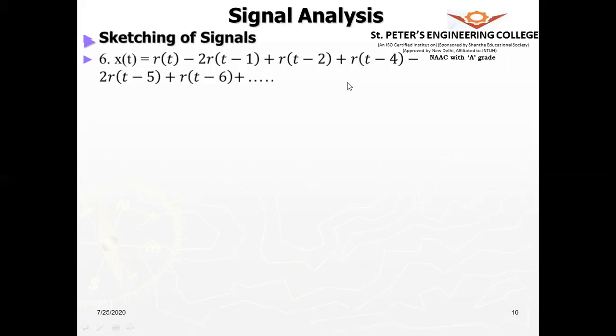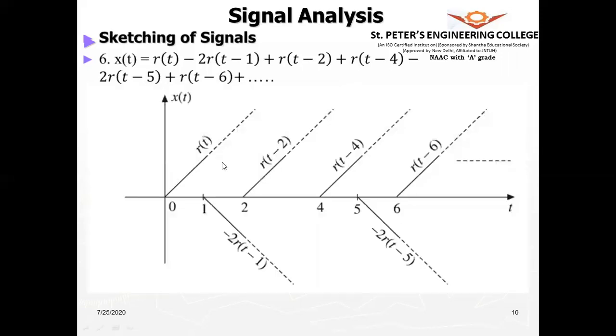So therefore, now let us draw these individual signals. This is r of t, and -2 into r of t minus 1 means it's a negative going ramp, and the slope will be -2, and it will start at t equals 1. At t equals 2, it's a positive going ramp. So we have shown the individual ramps and continue. Now we have to add up all these signals.